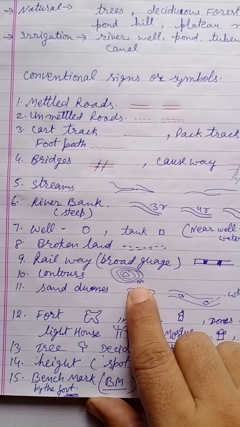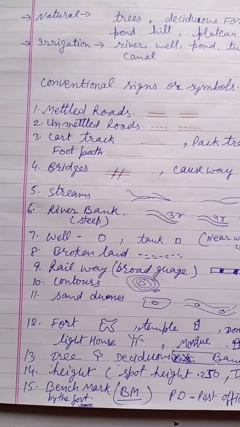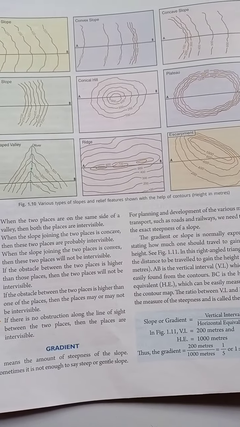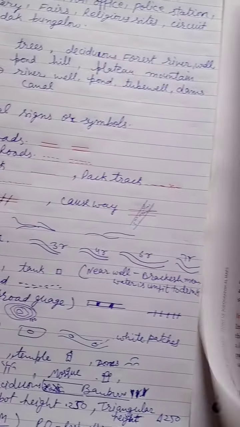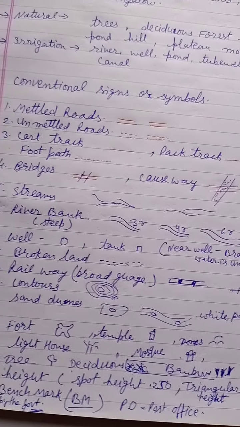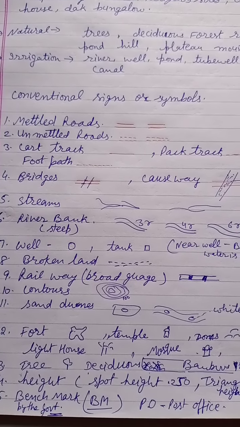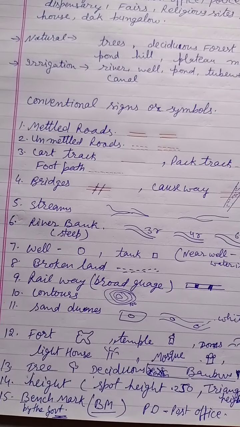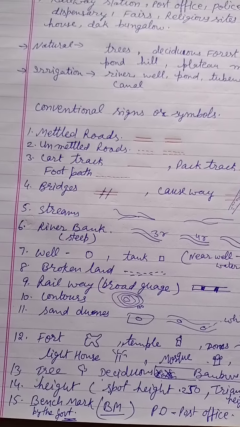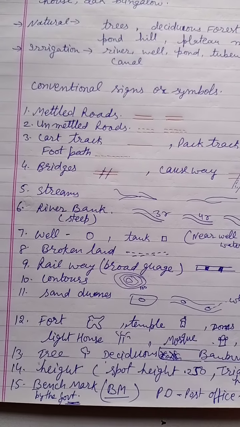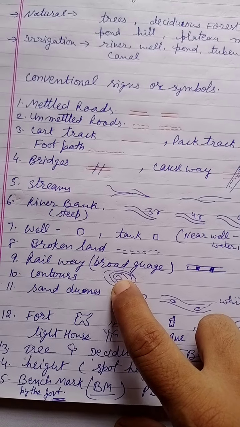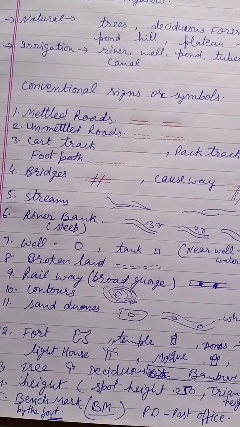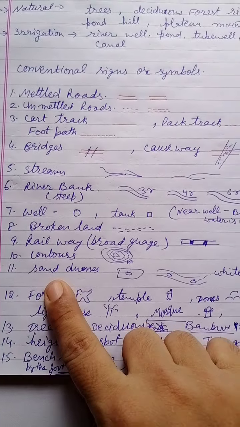Contours are also shown. You can see, I am going to show it. These are the different features like this. Last year's feature, the saddle or col, the pass, is shown in such a way. Then mountains, hills and plateaus are shown with height accordingly. Next one, sand dunes.